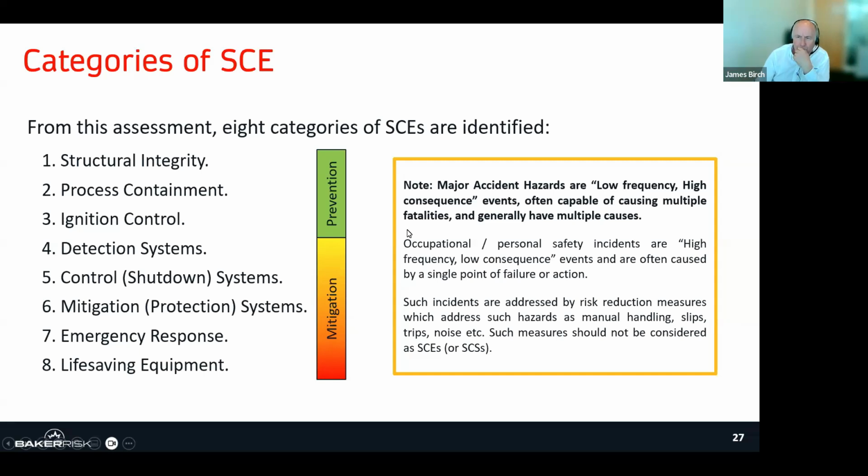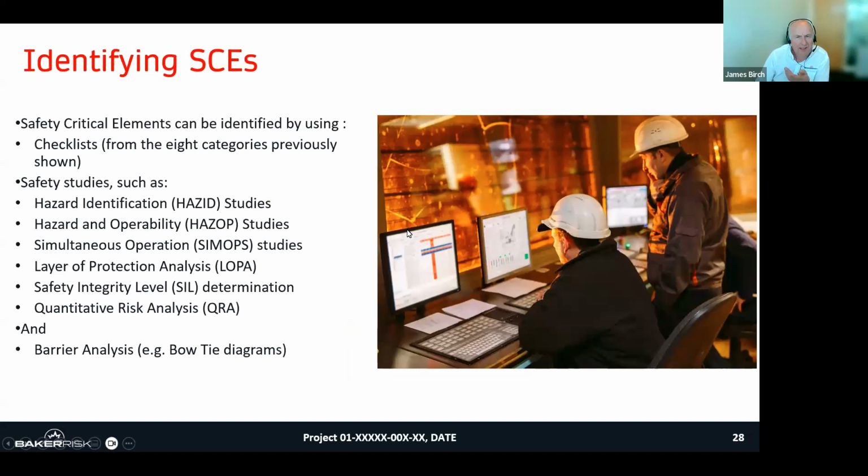So we now have a list of categories. How else can we identify SCEs? Well, the other one is safety studies. And under process safety, we carry out hazards, HAZOPs, more detailed studies such as LOPA and QRA.